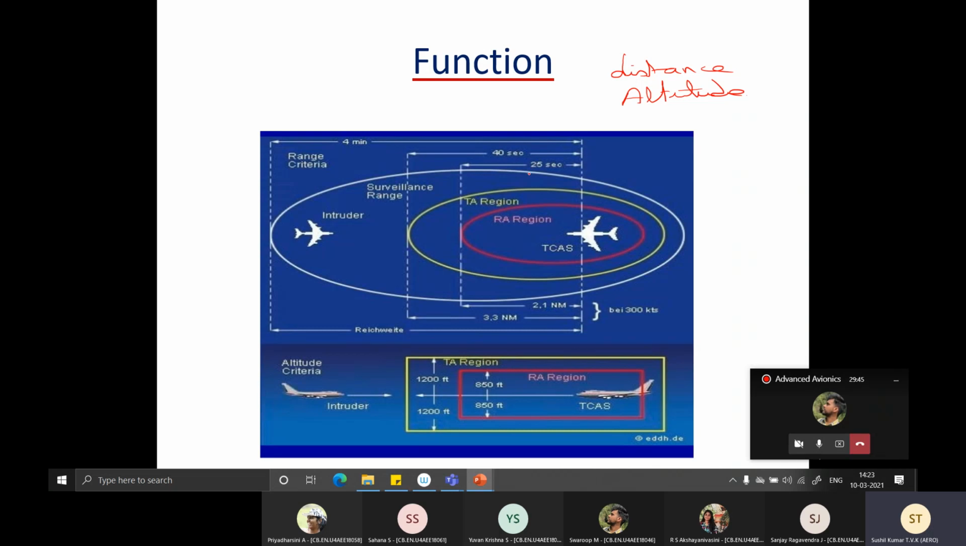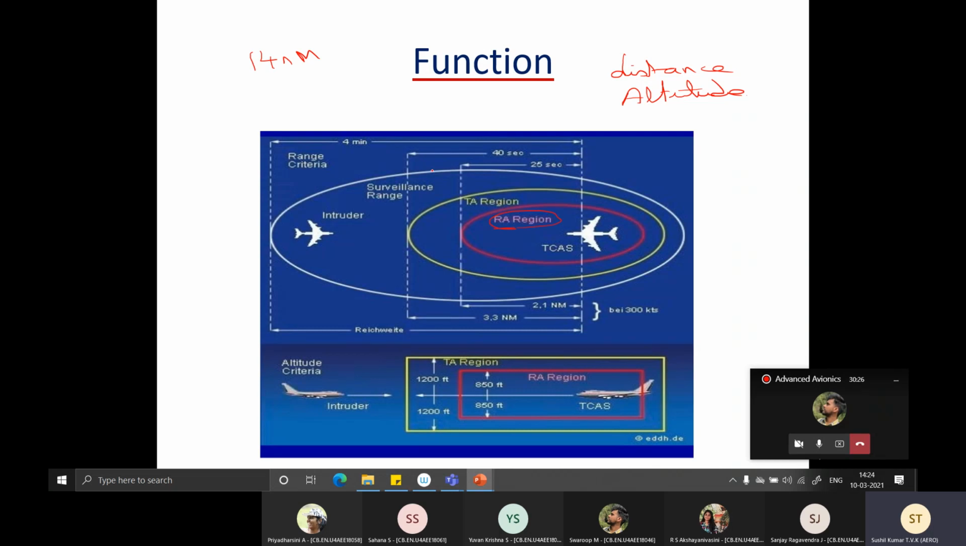If there is a possibility of two aircraft colliding in the next 25 seconds, actually it's 20 seconds, I think, in some standards, then there is something called a resolution advisory, RA, which is given. The resolution advisory says whether you should climb up or climb down, so that you don't collide with the aircraft.